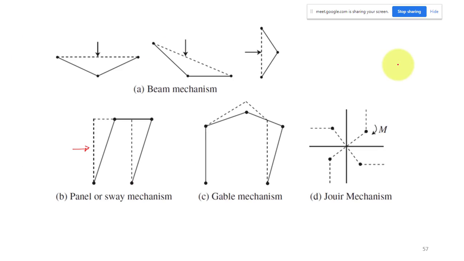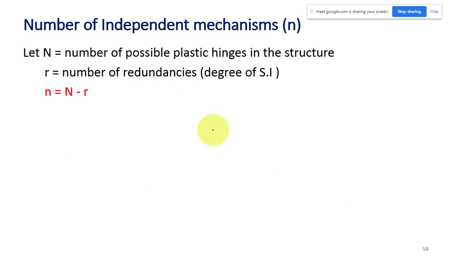Sway mechanism is mainly due to the lateral load on the structure, and we have to see the combined mechanism also. Combined mechanism we have already discussed yesterday, so we will see it in the numerical example. Then we have seen how many independent mechanisms are possible. That gives you a simple equation, n minus r, where n is your number of possible plastic hinges and r is your degree of static indeterminacy.